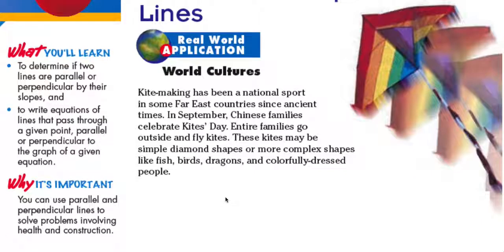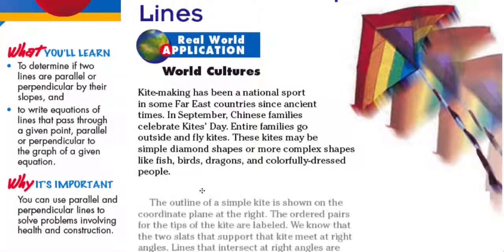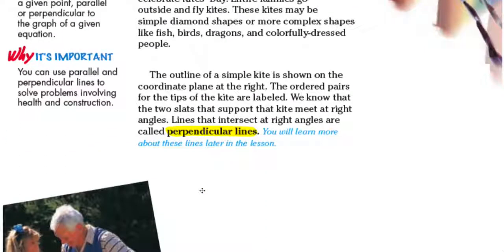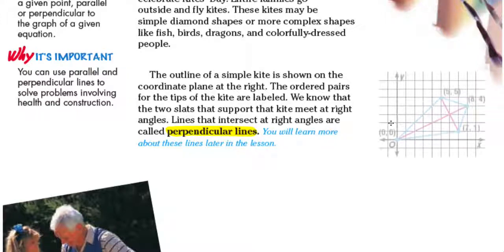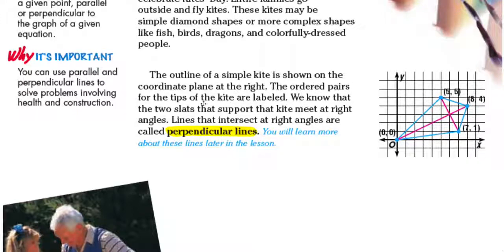When you talk about a kite, the outline of a simple kite is shown on the coordinate plane at the right, which is this one. The ordered pairs for the tips of the kite are labeled. We know that the two slats that support the kite meet at right angles. Lines that intersect at right angles are called perpendicular lines. You will learn more about these later in the lesson.